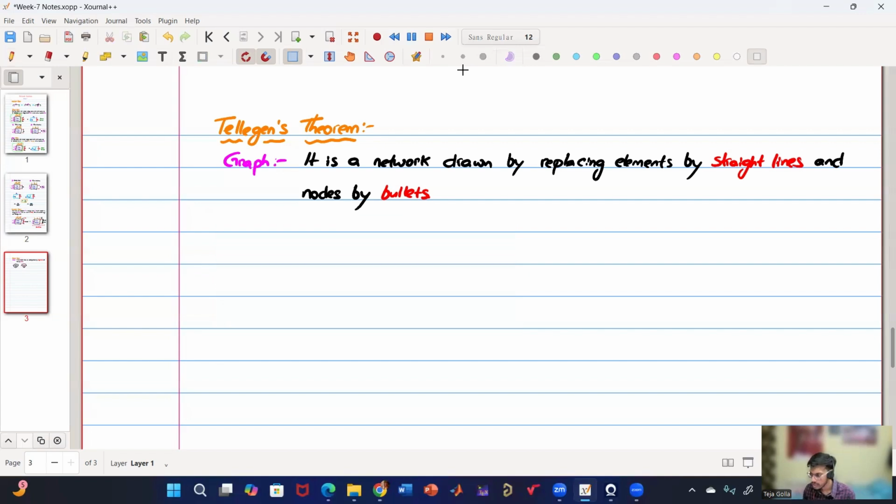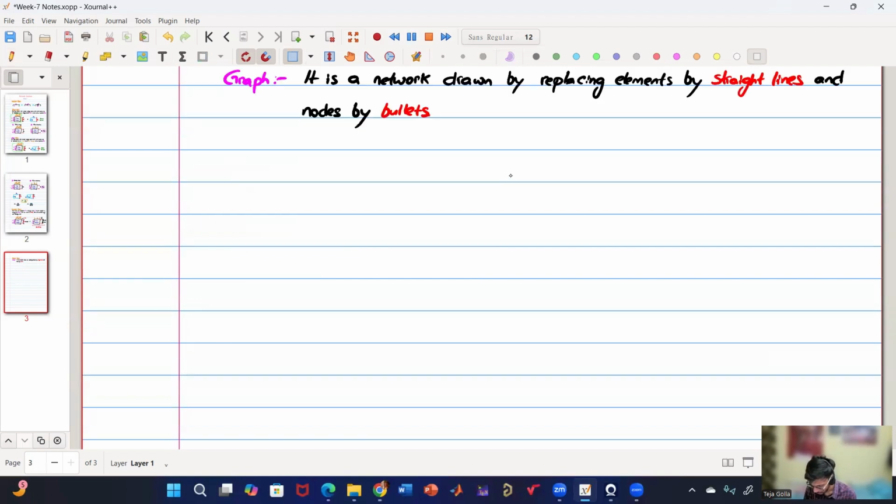Now, first of all, what Tellegen's theorem says is, say we have two identical graphs, two circuits having the same graph. Then only is this Tellegen's theorem applicable. So let us consider two different circuits having the same graph. Let me just quickly draw.